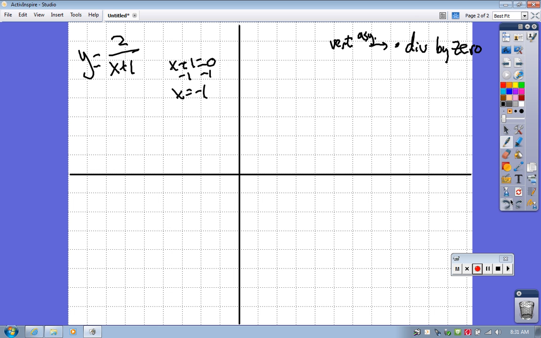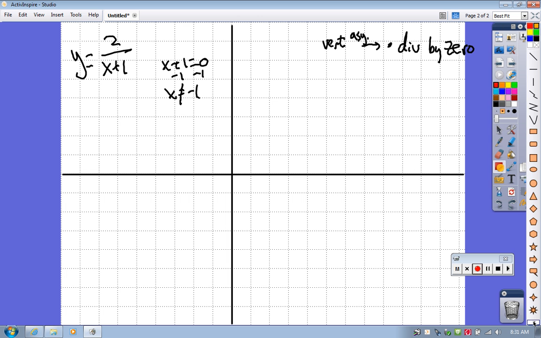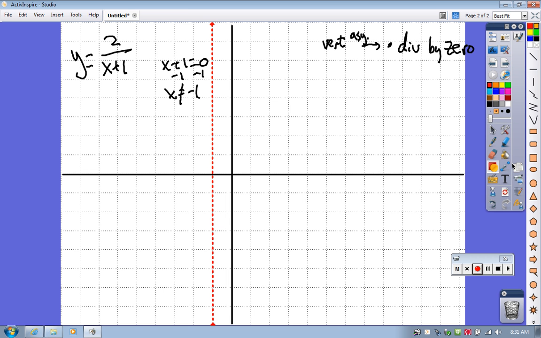So what that does is that gives me one of my asymptotes, my vertical one. Again, when I say x cannot be -1, this is when x is -1, matched with all these y values where I put this red dotted line. So it can't happen there. So that's why that's an asymptote.